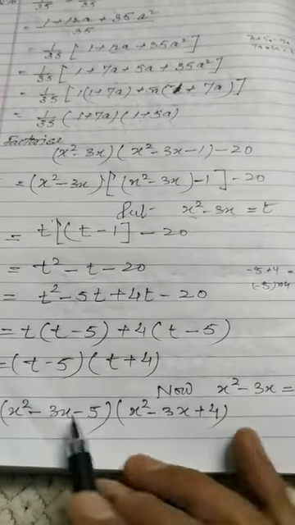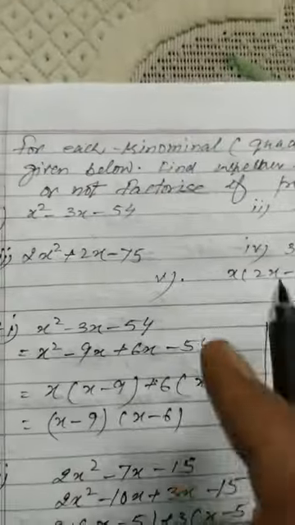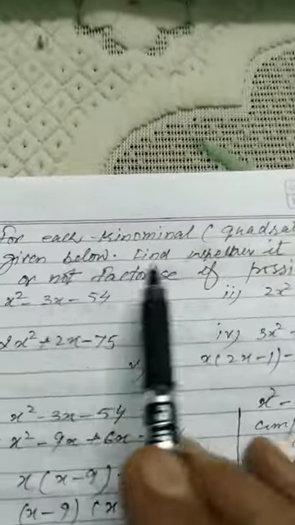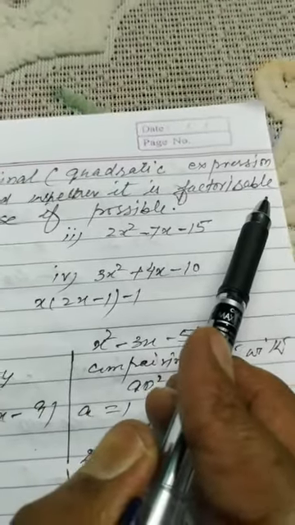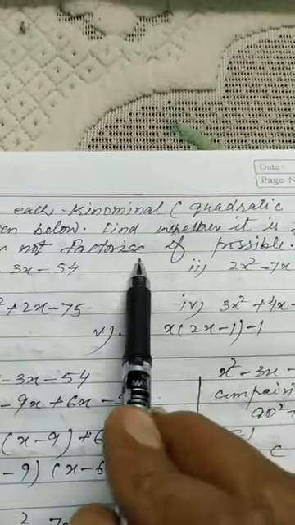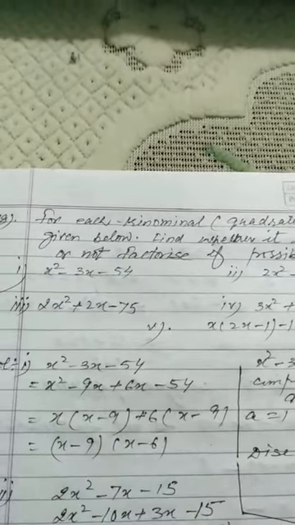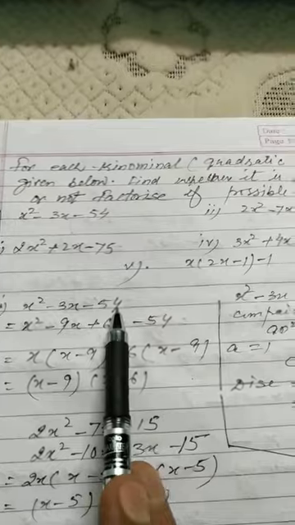That's all. This is your answer. Now for each of the polynomials, the quadratic expressions given below, find out whether they are factorizable or not. Factorize if possible. First question: x square minus 3x minus 54.